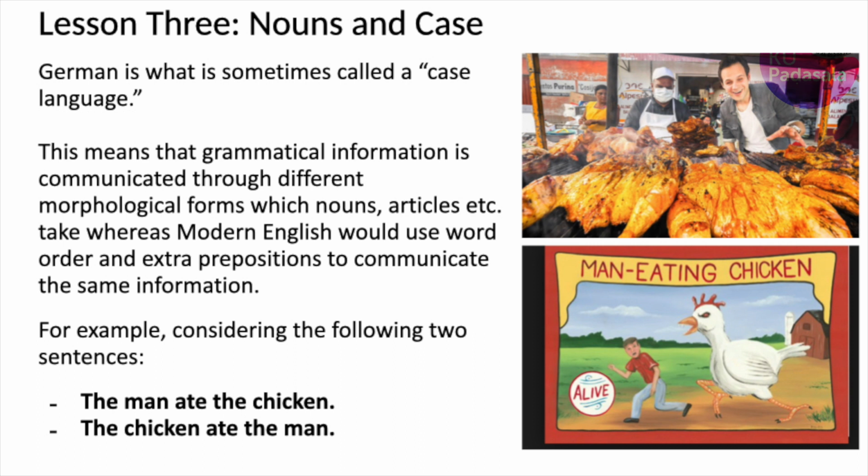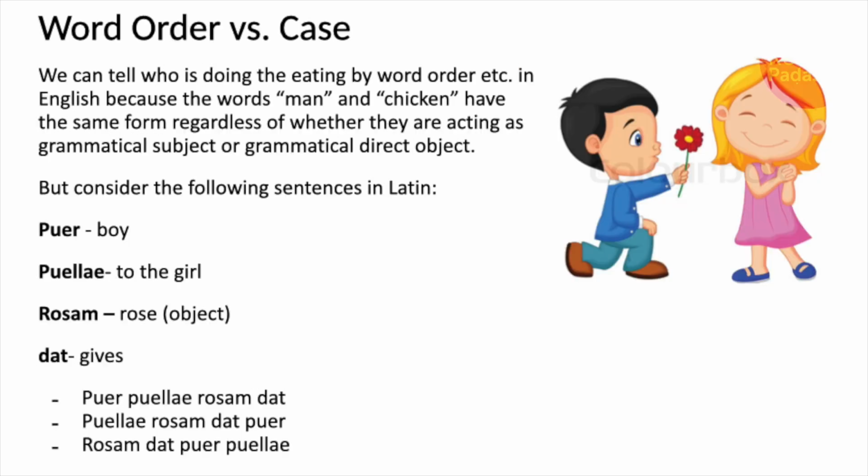But what if there was a way to clarify who's doing the eating and who's being eaten, not by relying on word order, but rather through adding, let's just say, an ending to the noun itself, such that no matter where it appeared within the sentence, it would still be the subject or the object without any ambiguity. Well, this is what you find in the classical languages of the West, such as ancient Greek, Latin, etc.